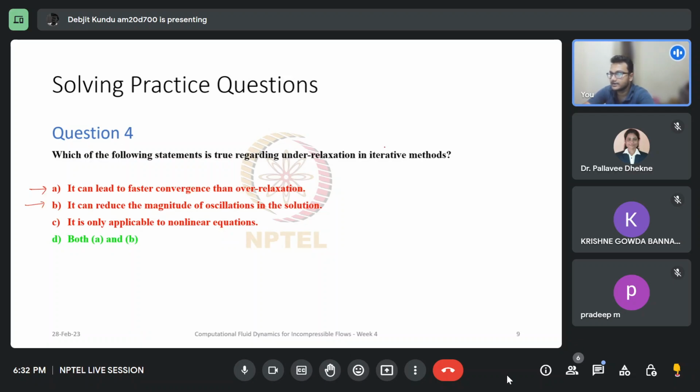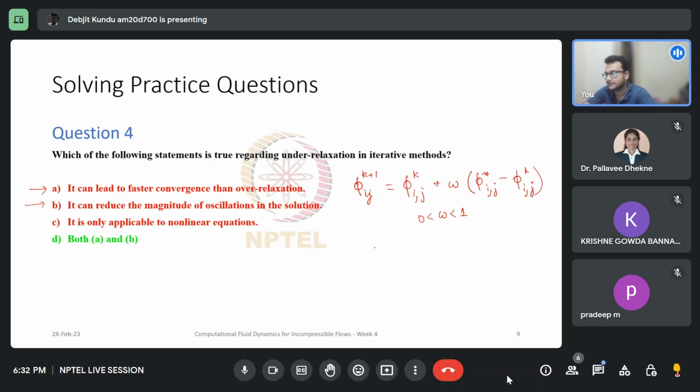So what happens in under relaxation? The correction that we were talking about is scaled down. So if omega is less than 1, the change in each iteration is reduced. It is damped.